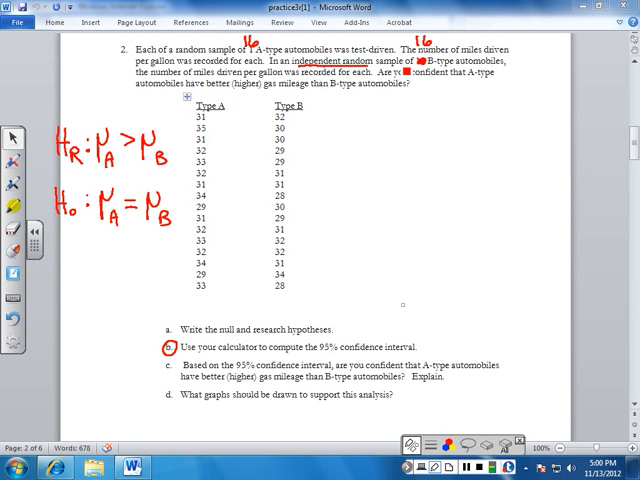We're looking at number 2 now. Oh, I got it. This is the one, the review thing I put out there.